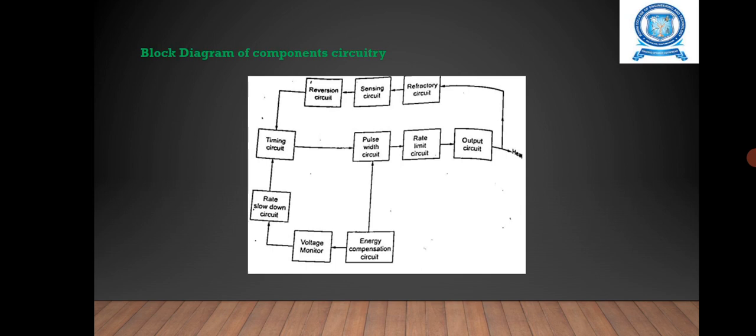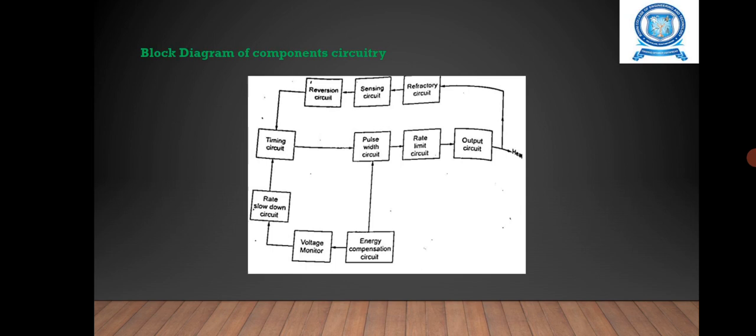Block diagram of component circuitry. It consists of an RC network, reference voltage source and comparator in the timing circuit. It determines the basic pacing rate of the pulse generator. Then the output is given to the second stage RC network, that is the pulse width generator. Here in this block diagram we have the pulse width circuit. It determines the stimulating pulse duration.